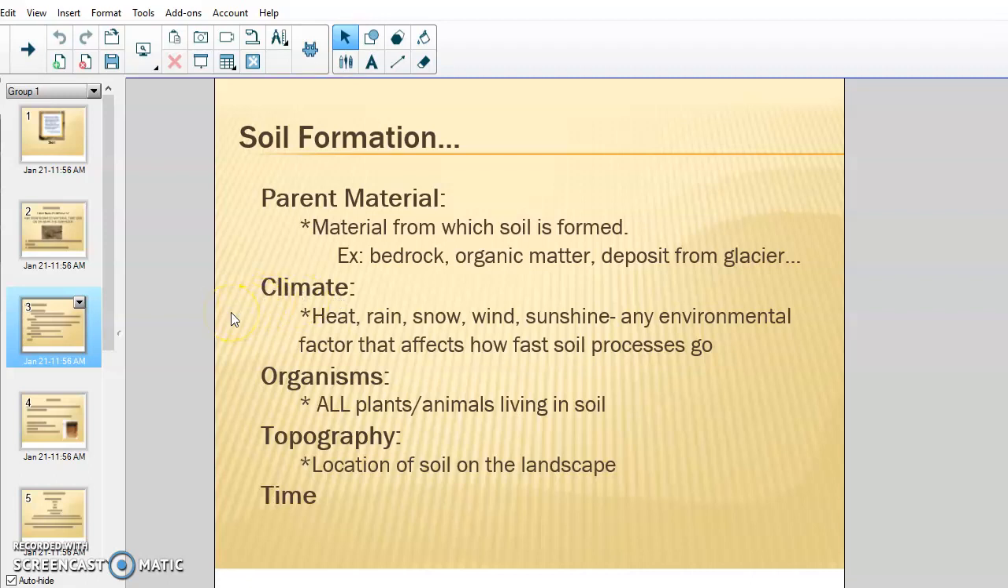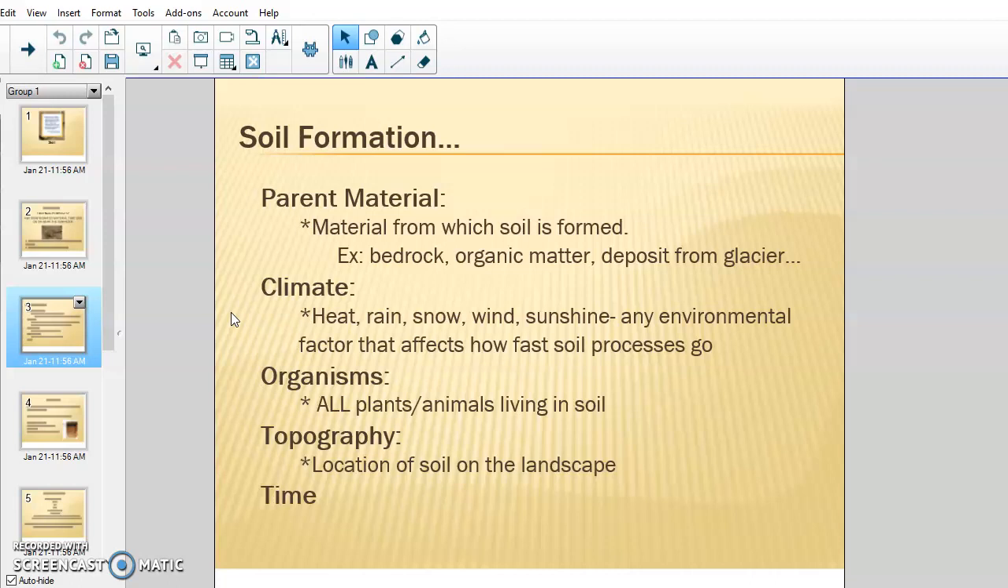Organisms, all plants and animals living in the soil. And the more organisms you have living in the soil, the better your soil usually is, right? Worms, bugs, all that type of stuff. It tosses up the soil. It provides nutrients. It provides air and water locations in the soil. So the more organisms you have, the better.